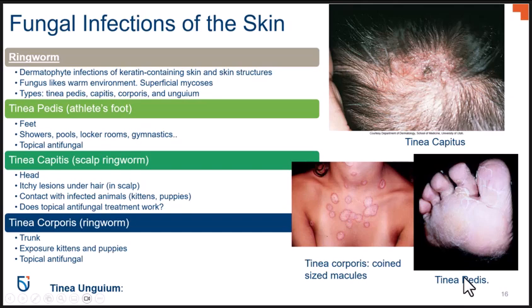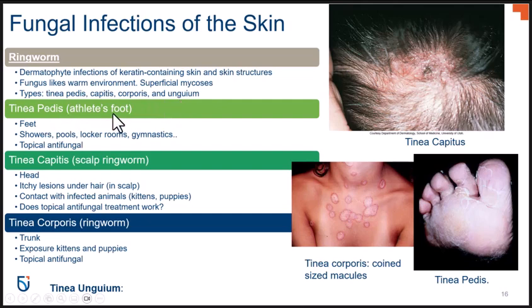Funguses, they are not very virulent. They're not very strong, not very aggressive. They tend to remain superficial. They like warm environments. So warm environments is more likely where somebody's going to pick up a fungal infection. But even though they're not very virulent and not very aggressive, they can persist. The examples that we'll look at today are tinea pedis, capitis, corporis, and unguium.